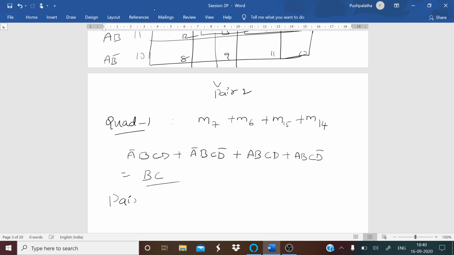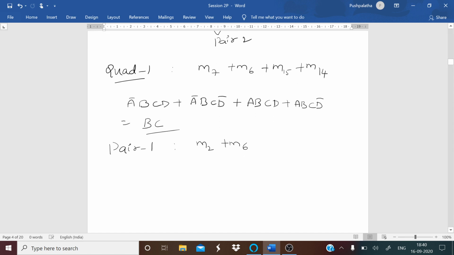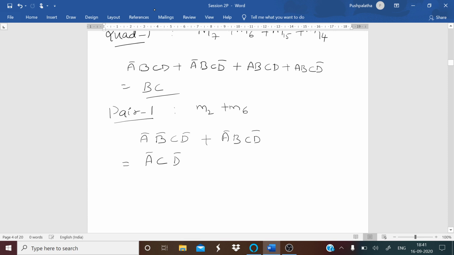And again for your pair 1, which did you take as pair 1? That is m2 plus m6. So what is your m2? M2 is a bar b bar c d bar plus m6 is a bar b c d bar. So as you remember, in a pair only one variable will be left out. So a bar remains the same, so you write. B bar has changed its form, do not write. C remains the same and D bar remains the same. This is your pair 1.